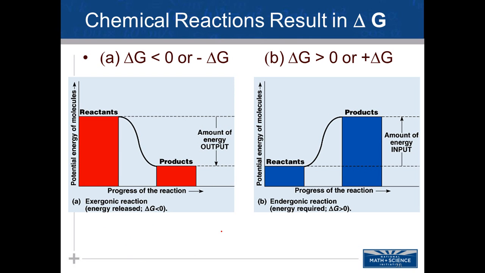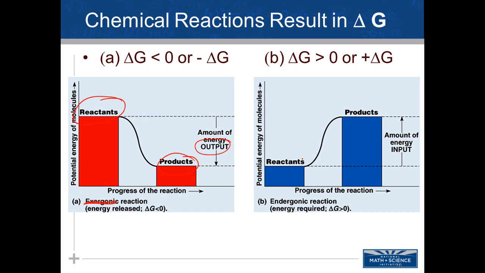In this first graph, we're looking at the free energy of the reactants. And after the reaction takes place, here is the free energy of the products. The change is the energy output. And basically then we're looking at delta G. If delta G is less than 0 and negative, then we say that is an exergonic reaction.